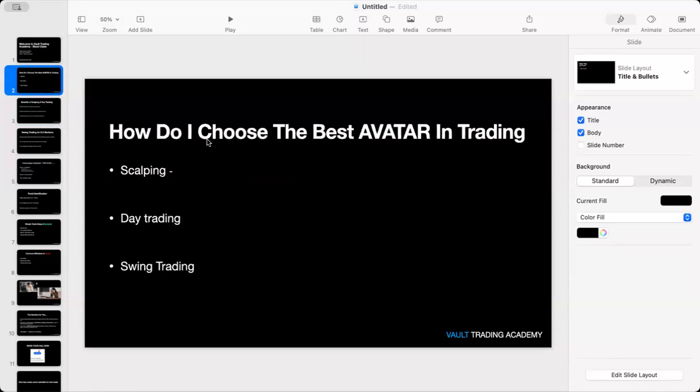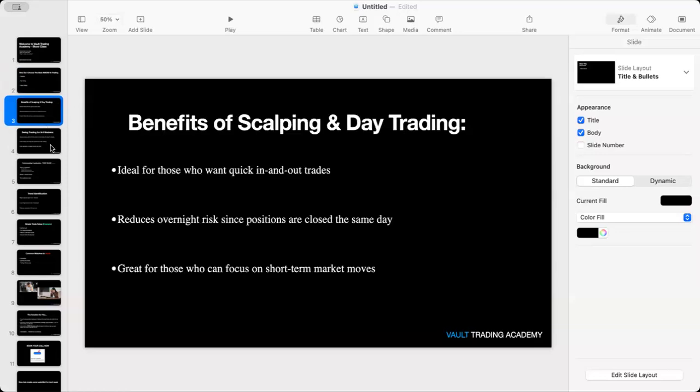And that's why we said, how do I choose the best avatar in trading? Is it going to be scalping? Is it going to be day trading? Is it going to be swing trading? Which one is it, right? And so, like I said, that's the benefits of scalping and day trading. Great for those who can focus on short-term market moves.